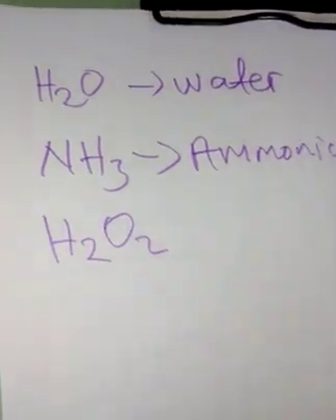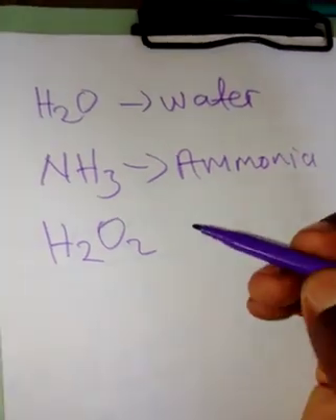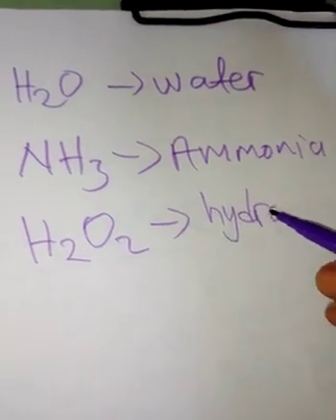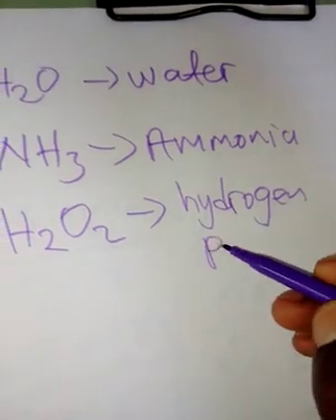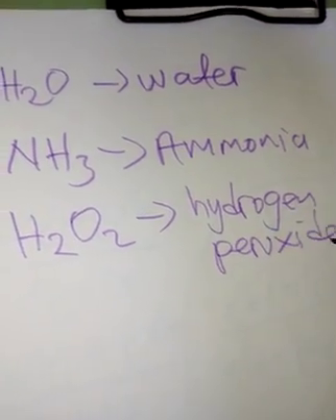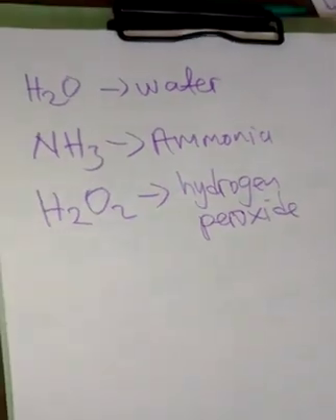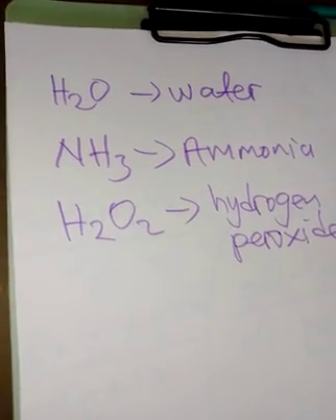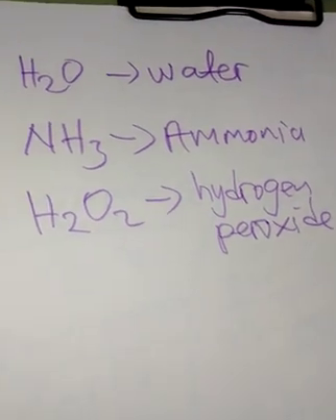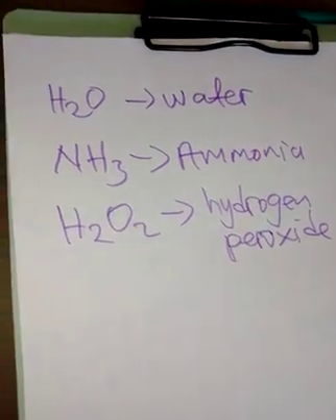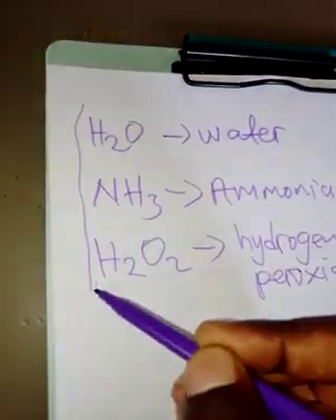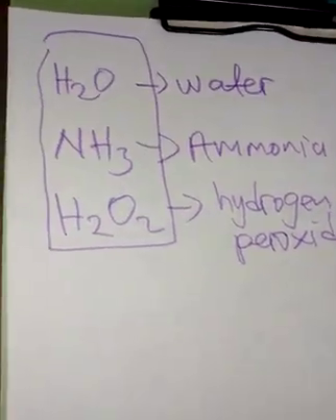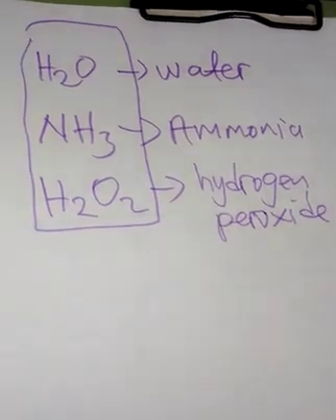Then what about this one? H2O2. What compound is this? You know that this is what? Hydrogen peroxide. That is the common name. But why don't we just say dihydrogen dioxide? That is the systematic name. Otherwise, for some compounds like this, we actually just use the common names instead of systematic names. Hope you get note of that.